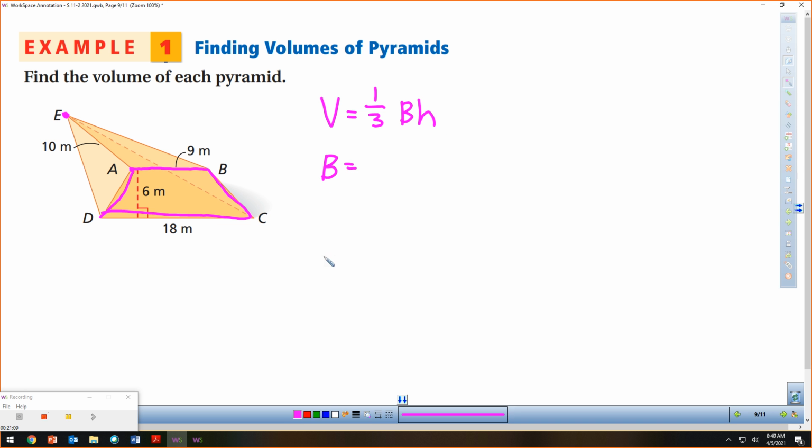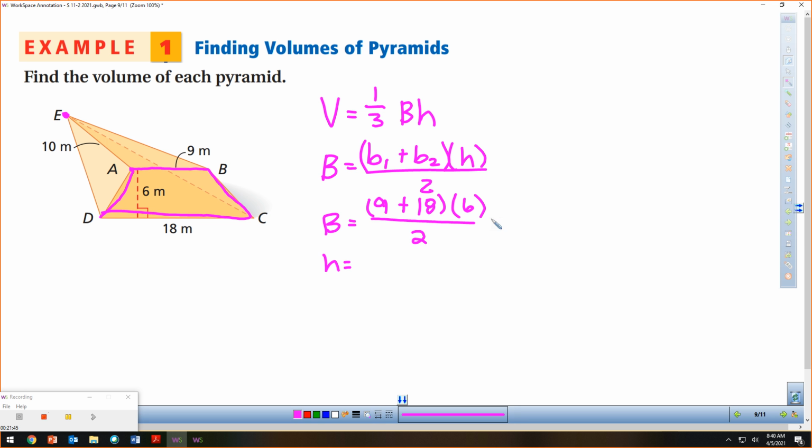So I still need big B, and I still need an H. Does anybody remember the formula for the area of a trapezoid? Good. Base 1 plus base 2 times height divided by 2. Okay, so I look at my figure. Base 1 is 9 plus base 2 is 18, times the height of my trapezoid, which is 6, all divided by 2. Because of PEMDAS, you have to do 9 plus 18 first. Multiply it by 6, divide by 2. And when you do, you get 81 for the area of the base. Did anybody not get 81?